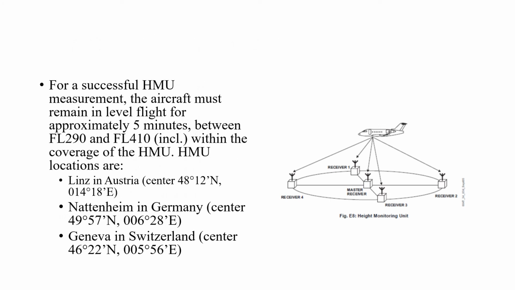For a successful HMU measurement, the aircraft must remain in level flight for about 5 minutes between flight level 290 and flight level 410, i.e. within RVSM airspace, within the coverage of the HMU. The HMU in Europe are based in Austria, Nattenheim in Germany, and Geneva in Switzerland, and you can see the latitude, longitudes there.